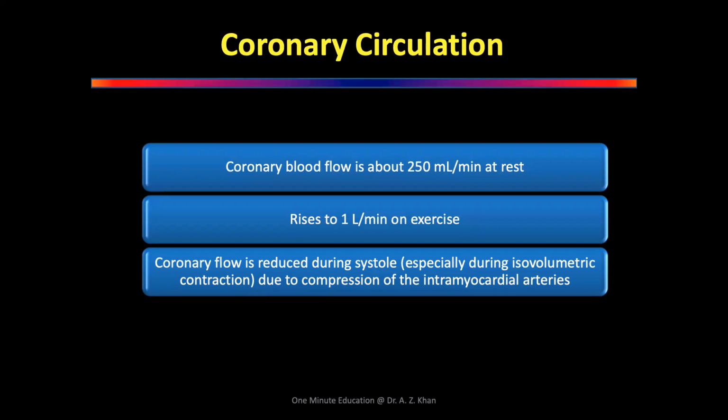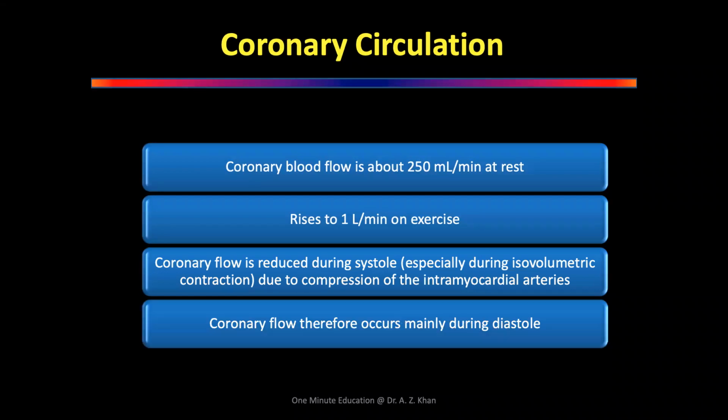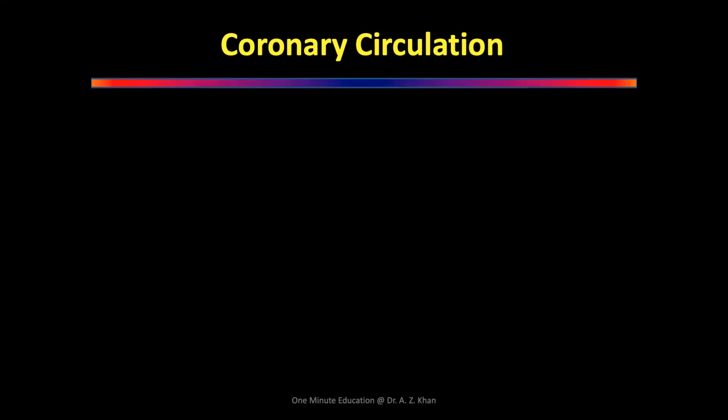I'll just finish it. So coronary blood flow is reduced during systole, especially during isovolumetric contraction due to compression of the intramyocardial arteries. Obviously, when the heart is contracting, the intramyocardial arteries are compressed. So that's why the coronary pressure reduces. And so coronary blood flow occurs mainly during diastole. This is something that you have to understand.